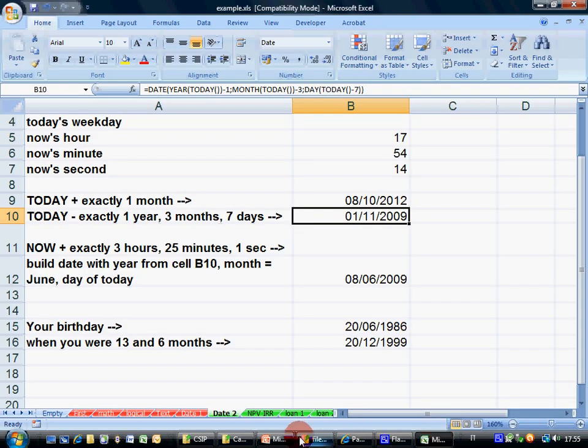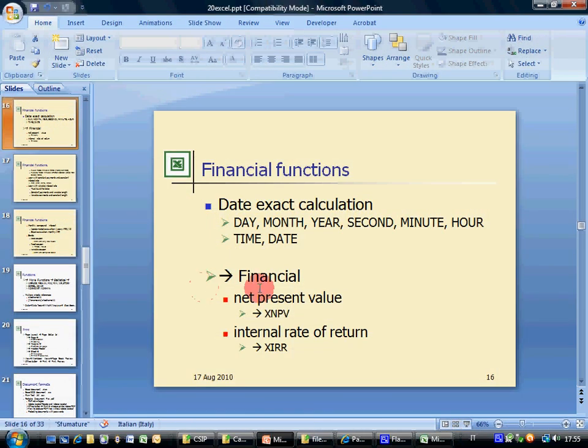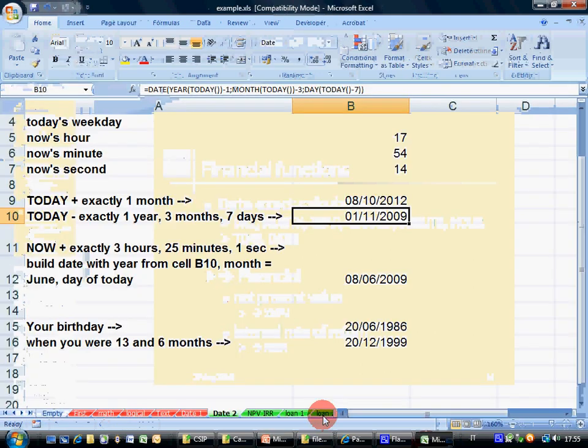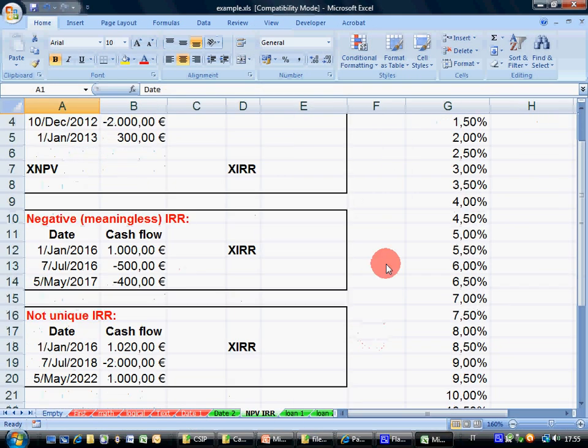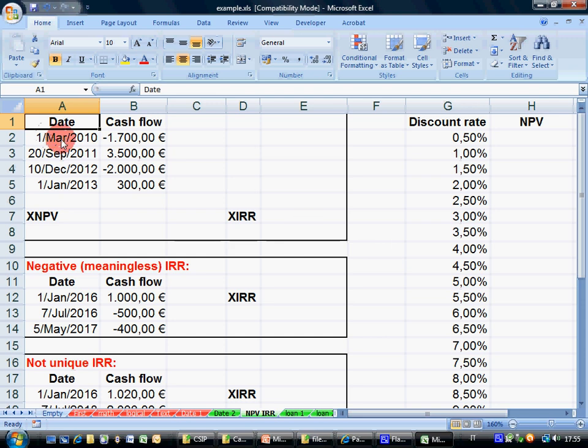Okay, now, given that you have read the book, let's talk about net present value. Here you have a cash flow. On the 1st of March 2010, you pay 1,700. 20 September 2011, you receive 3,500. 10 December 2012, you pay, and then receive. It's a very strange cash flow. Maybe you have made a loan to a friend, or better, the friend has made a loan to you. You have given him this amount of money, then he gave you more. So it's quite a strange thing. Let's calculate a net present value.